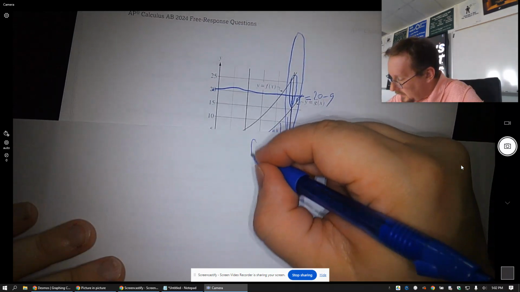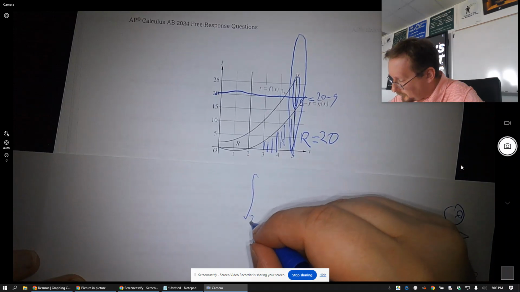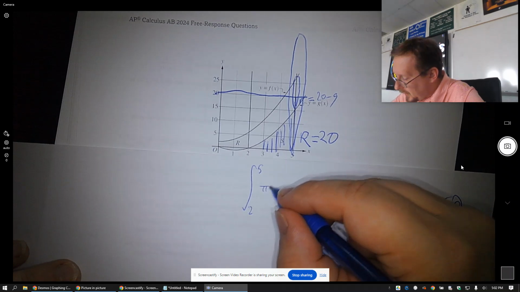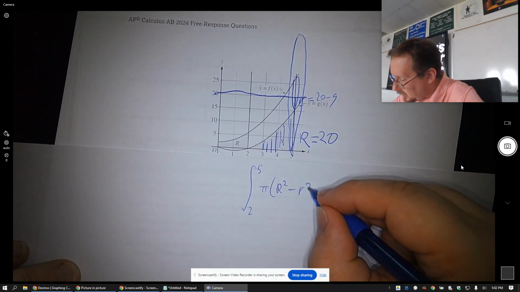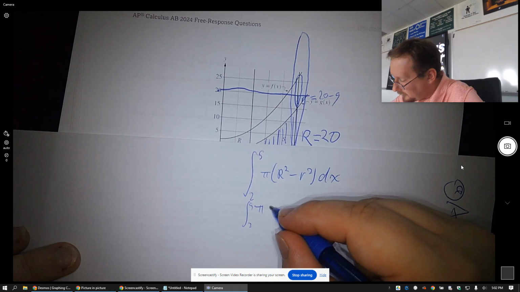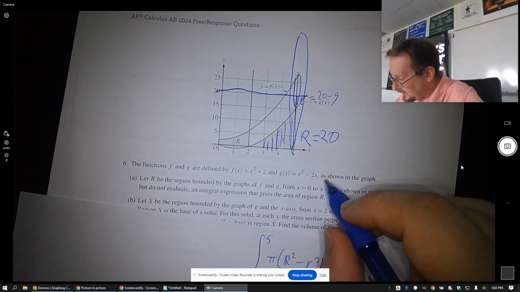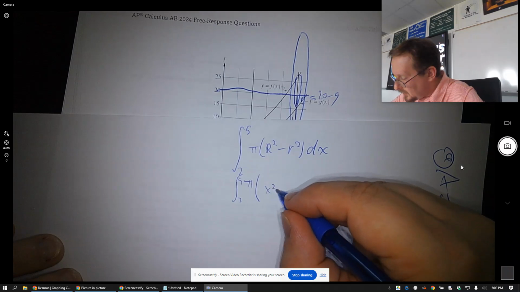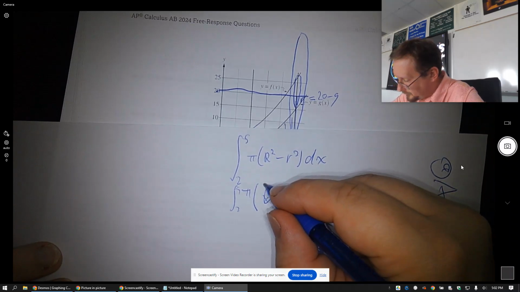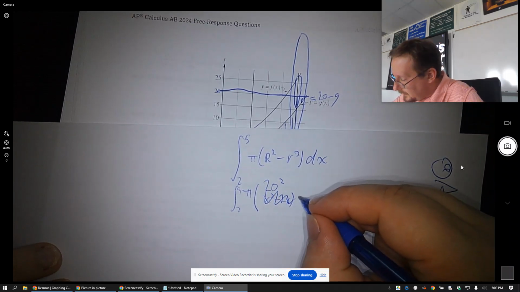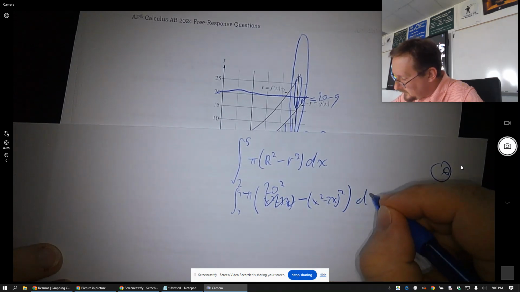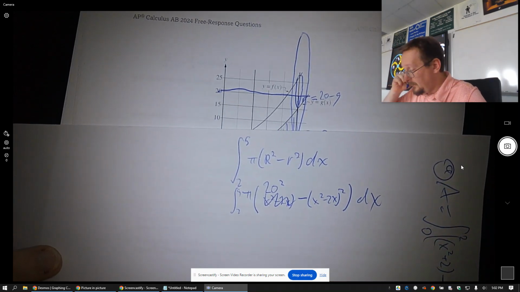All right. So integral from 2 to 5 of pi big R squared minus little r squared dx. So pi integral from 2 to 5. The big R squared. What is this? Oh, x squared minus 2x. No, sorry. 20 squared minus x squared minus 2x squared dx. All right, I think I did that right.